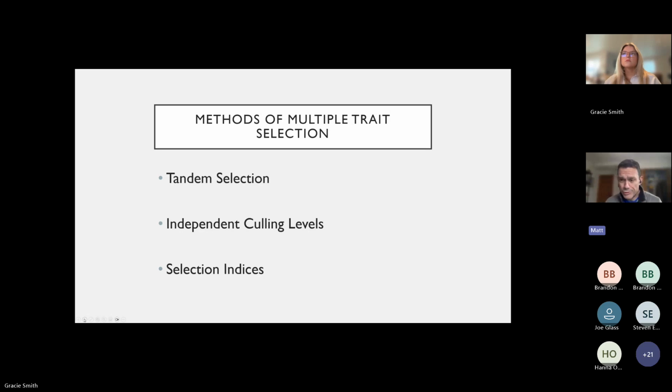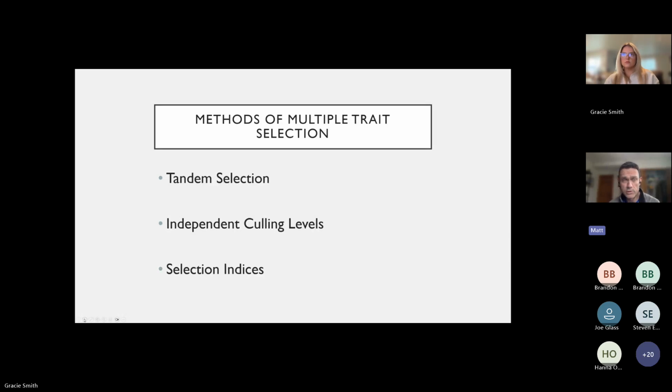All right, with that just a little bit of brief background behind us, I wanted to talk about selecting for multiple traits simultaneously. So that's really the heart of using an index, because there's more than one trait that impacts profitability, right? Regardless of what your breeding objective is, there's more than one trait that impacts profit, which means that you have to select for multiple traits at the same time. And there's really three ways to do that.